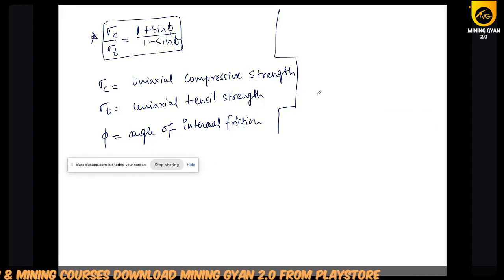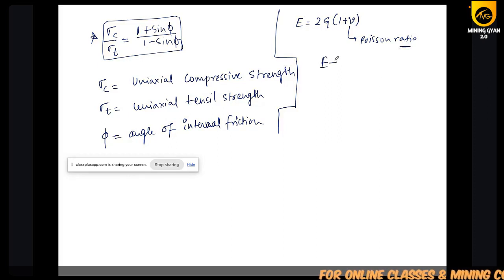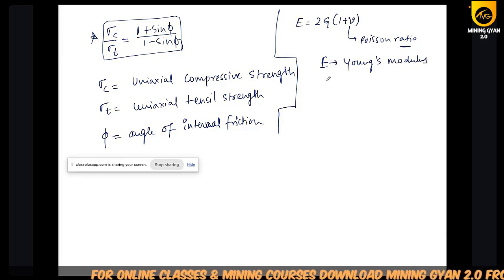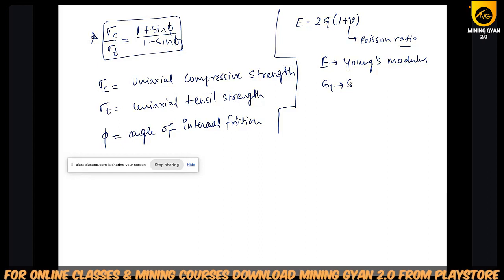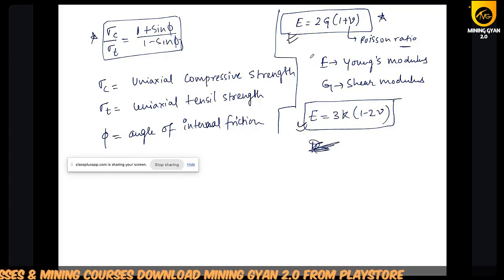And one or two more formulas. I already told you E equal to 2G(1 plus nu), where nu will be your Poisson's ratio. We already discussed this formula, okay? And E is the Young's modulus, and G is the shear modulus. So one formula of the Young's modulus you will remember, and another formula will be E equal to 3K(1 minus 2 nu), where K is the bulk modulus. Just remember these two formulas. Whenever they ask, they can compare both of them and ask you for one of the values.